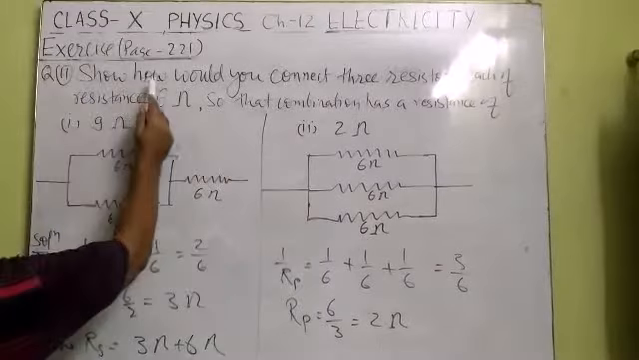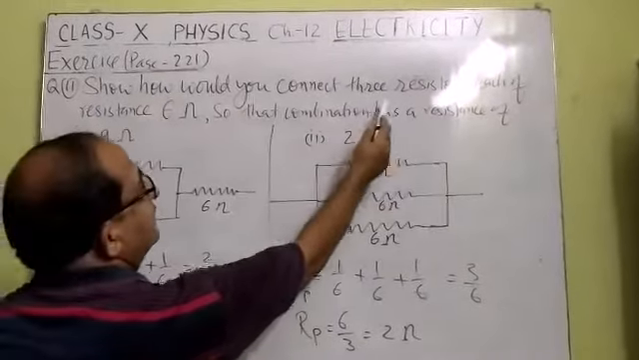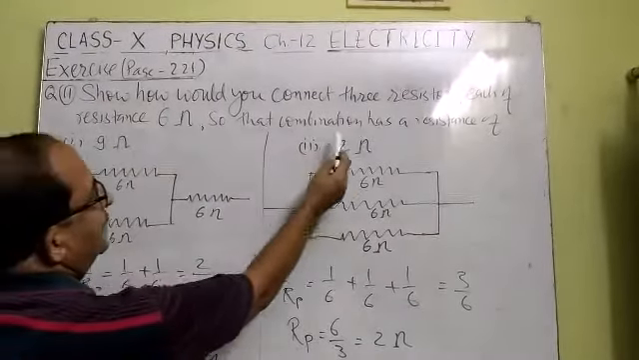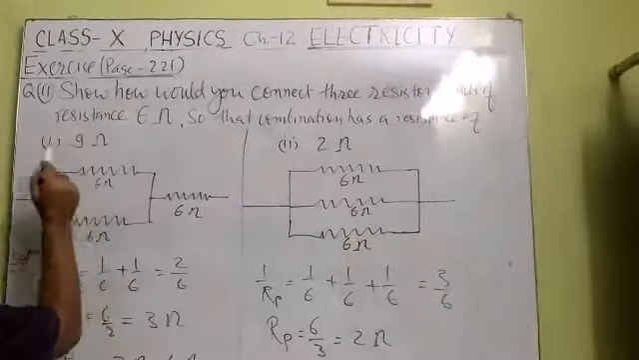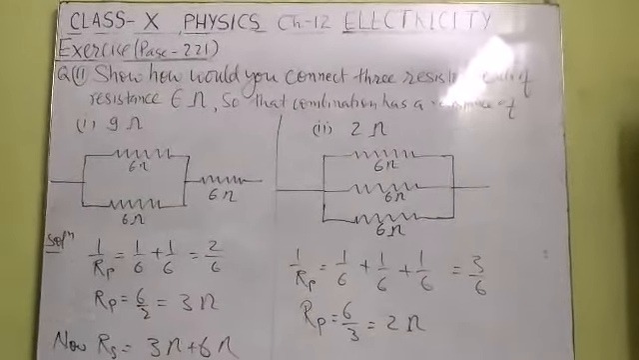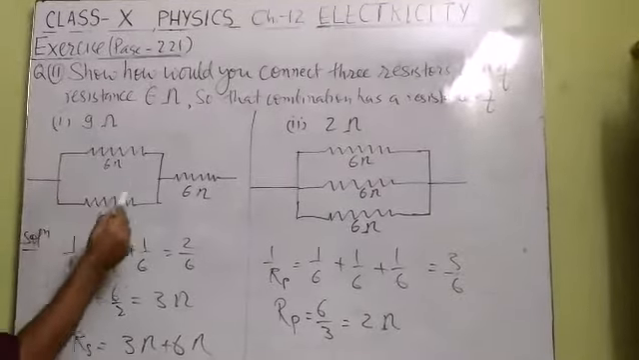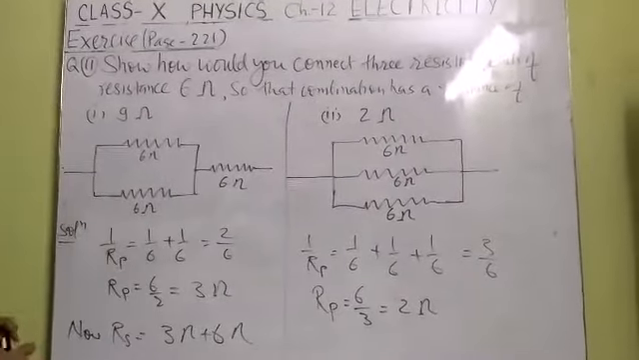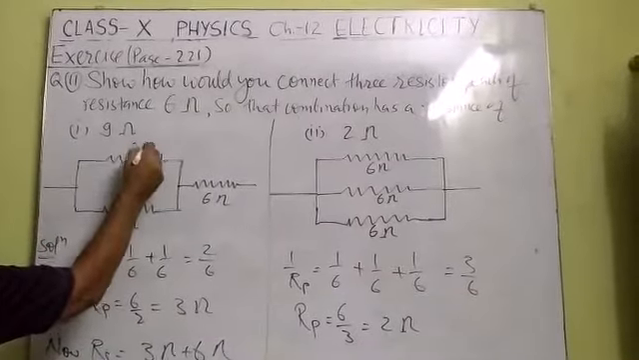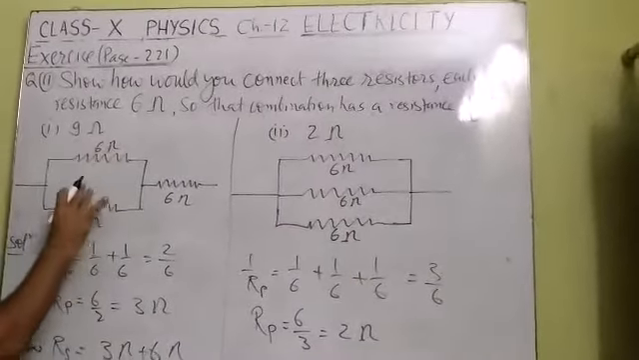11. How would you connect three resistors, each of resistance 6 ohm, so that the combination has the resistance of first part 9 ohm, second part 2 ohm. For getting 9 ohm with the help of three resistors of 6 ohm, we have to make the combination like this. There are two 6 ohm resistors which are connected in parallel.